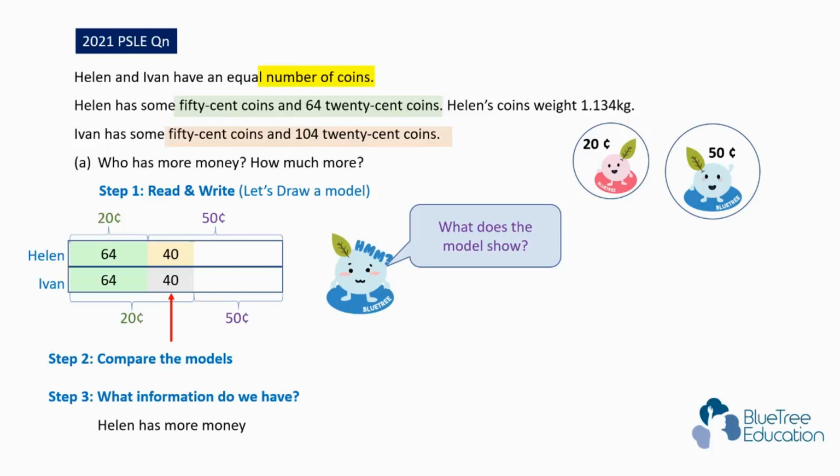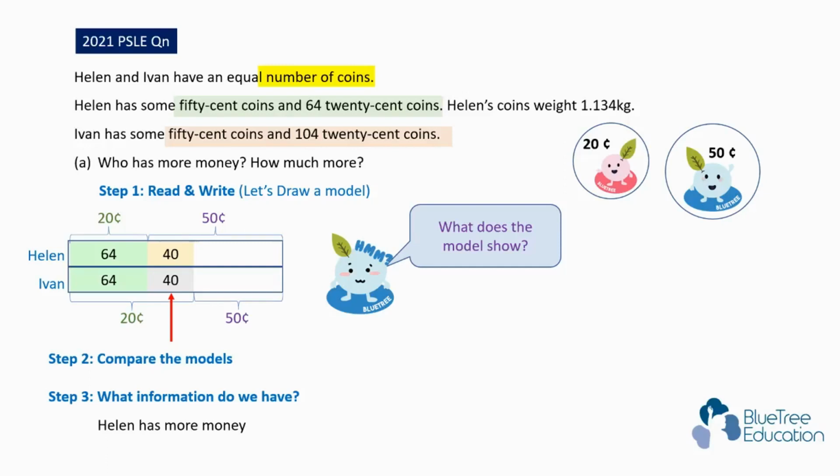You have 40 coins, I have 40 coins, but yours is 50 cents and mine is 20 cents. So the 50 cents one has more value, right? Does that make sense to you? This part A, who has more money, does not even require any working. The working is the model. The model leads you to that understanding.